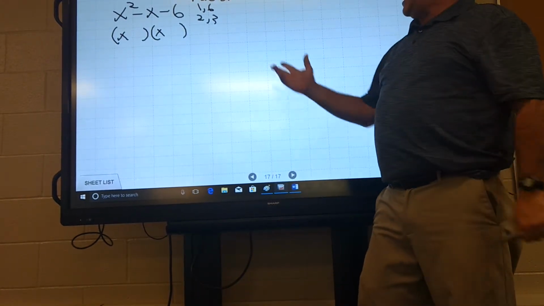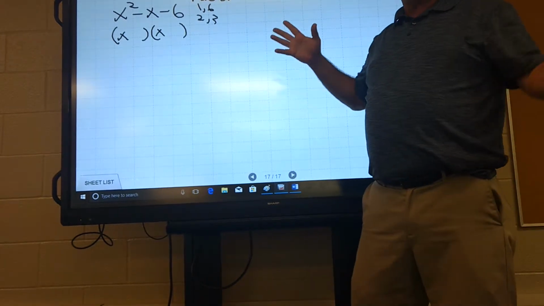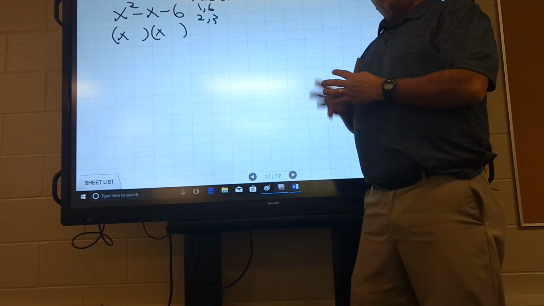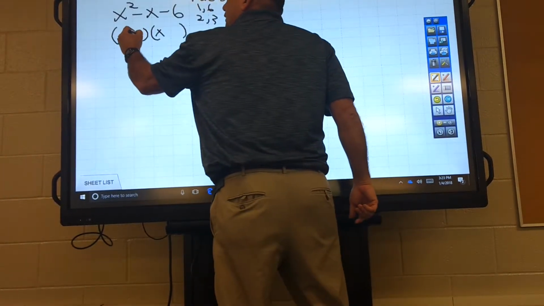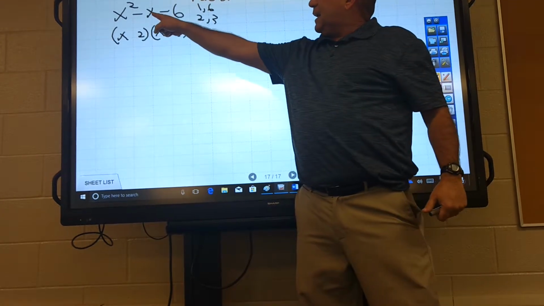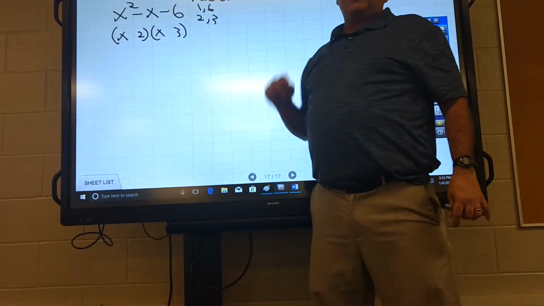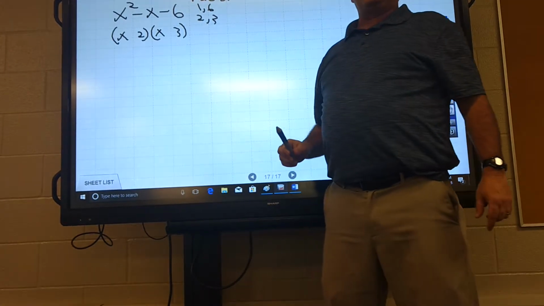So by my estimation, I don't think 1 and 6 will work. So I'm going to try 2 and 3. And there's some trial and error involved here, so sometimes we have to try different things. So I'm going to try 2 and 3. And since it needs to be negative x, the larger one's going to be negative. And they have to multiply together to give me negative 6.